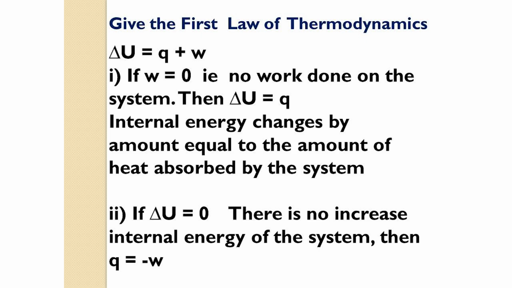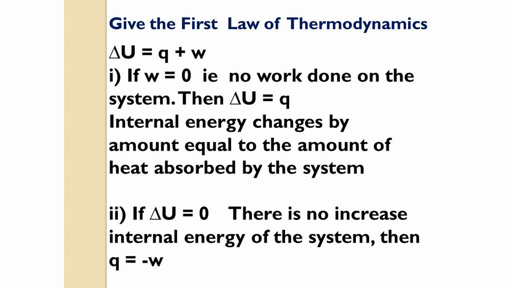Can you give the equation of the first law of thermodynamics? Delta U equal to Q plus W. We are applying condition 1. If work done equal to 0, what happens to the system? That is, no work is done on the system.